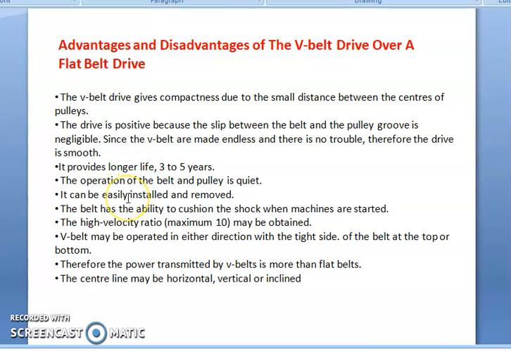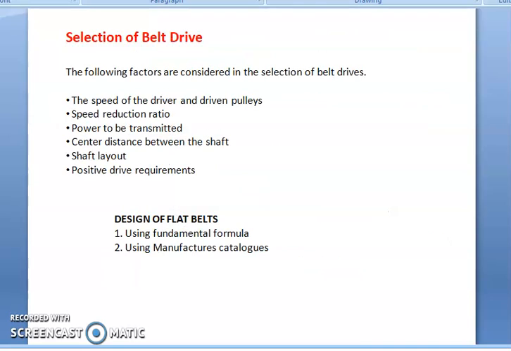It can be easily installed and removed. The belt has the ability to cushion the shock when the machines are started. So a high velocity ratio is possible. V-belt may be operated in either direction with the tight side of the belt at the top or at the bottom. Therefore, the power transmitted by V-belt is more than the flat belt. The center line may be horizontal, vertical, or inclined.